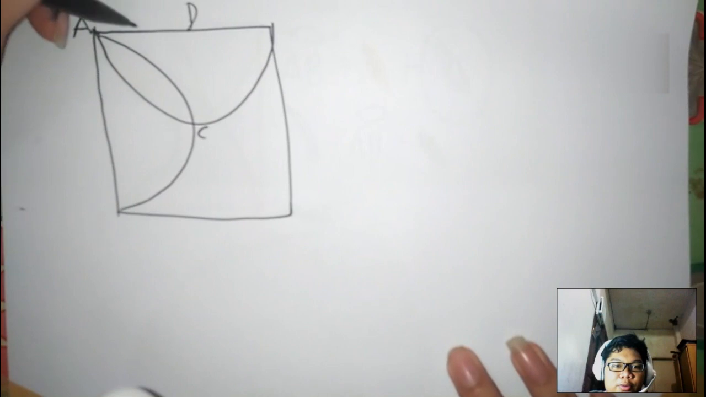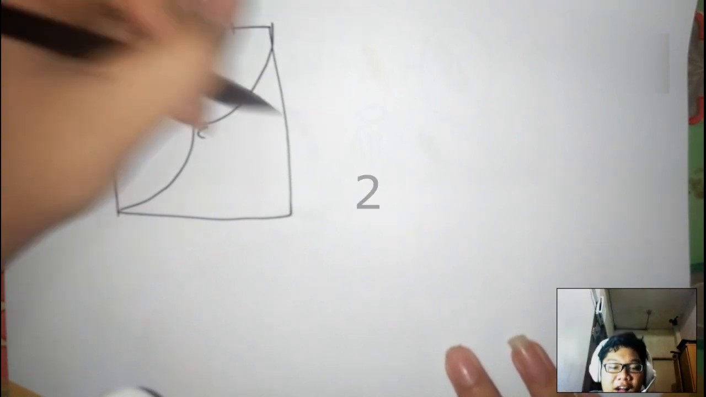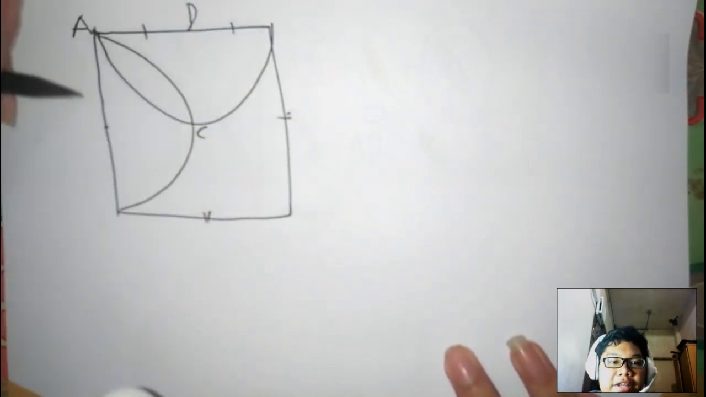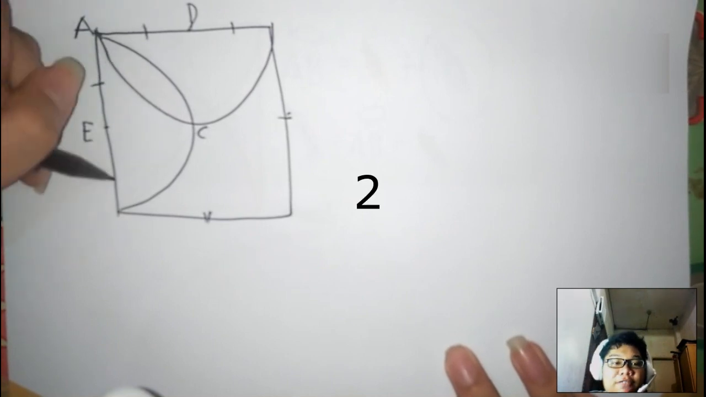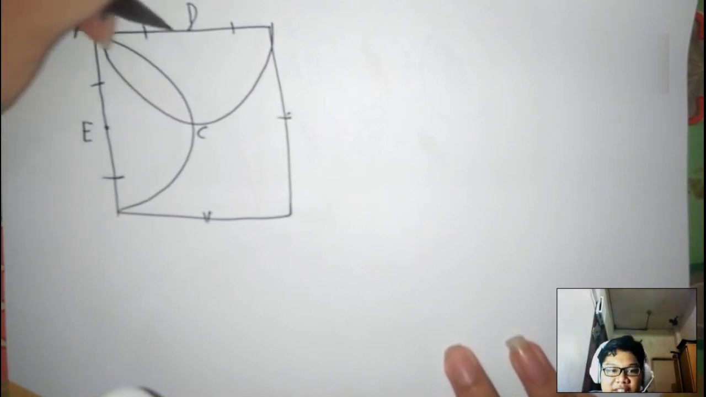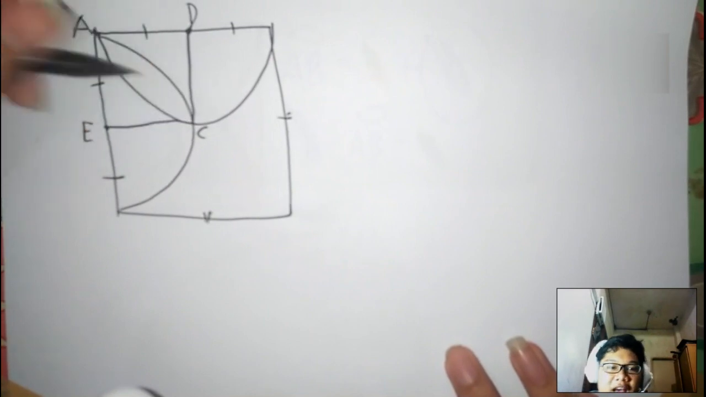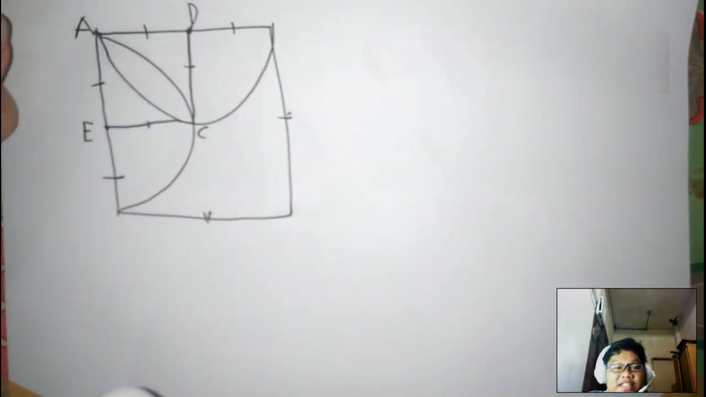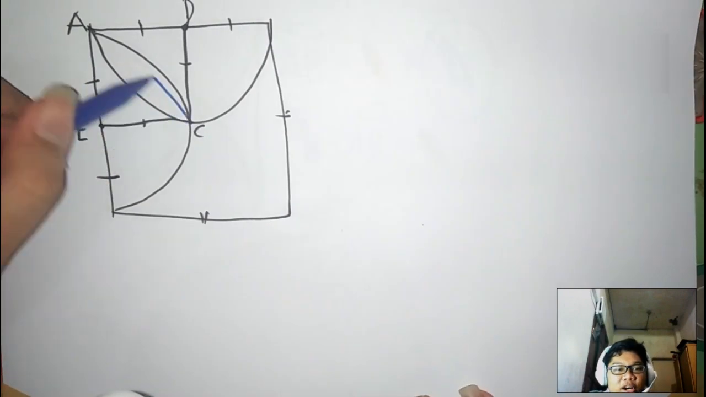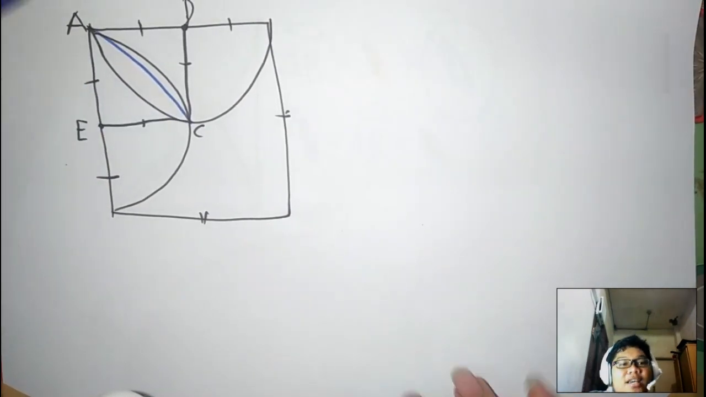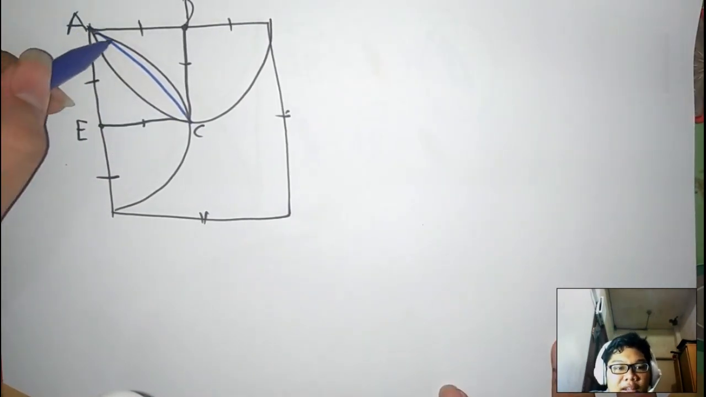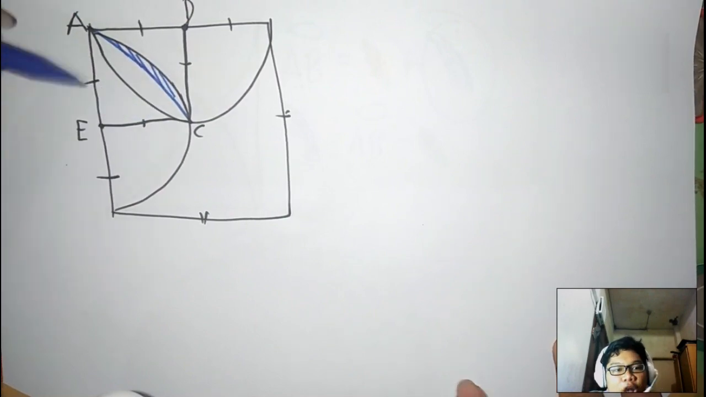Okay, so we divide the upper side by half, like the first, and then we divide the left side by half, and we call the half point E, and we connect D to C, and we connect E to C, and it will give us a little square with the side of half kilometer. And then we draw a line between A and C, and it will give us 2 arcs, the upper arc and the lower arc.